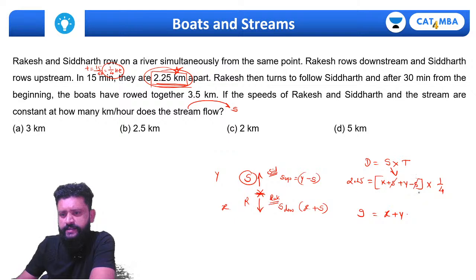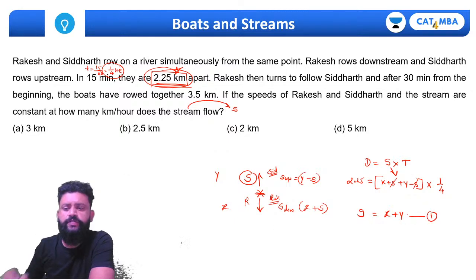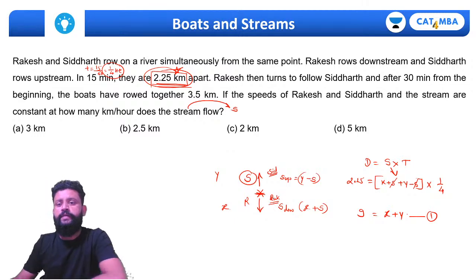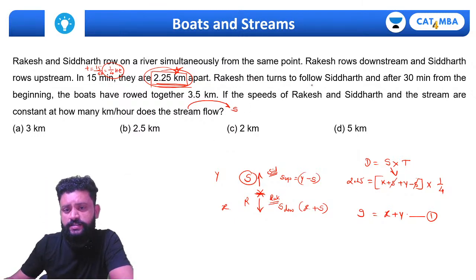S will get cancelled here. x plus y is 9. So that's the first equation we are getting. After that Rakesh turns, let's say this distance is 2.25.